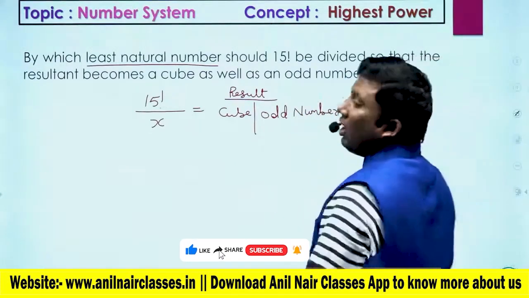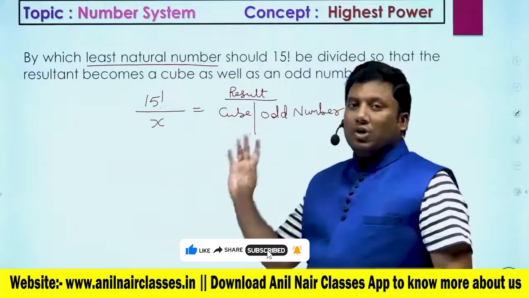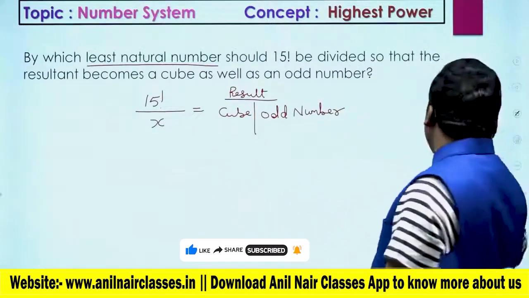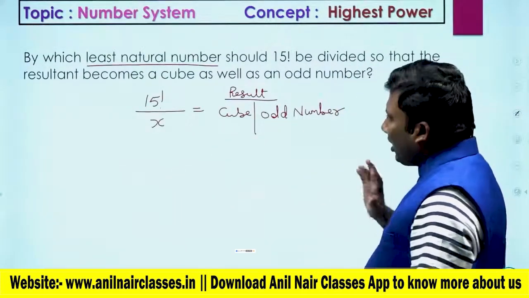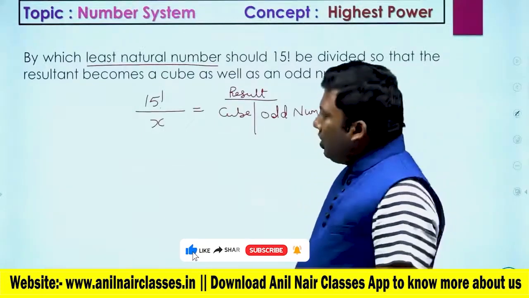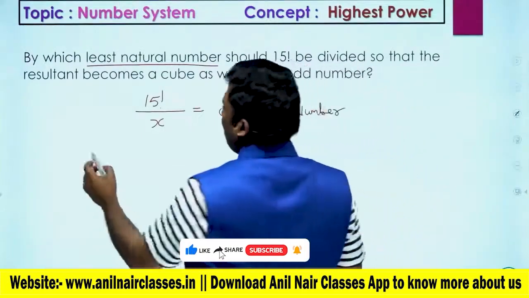Odd number will not have any powers of 2. It will not have any powers of 2. So powers of 2 definitely we have to erase.